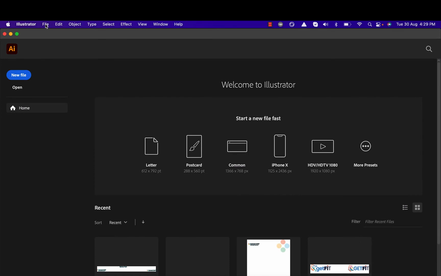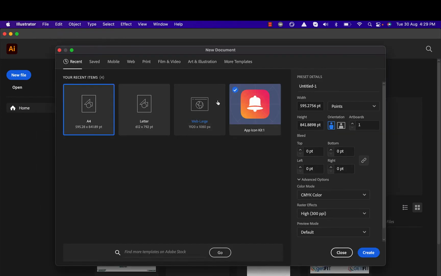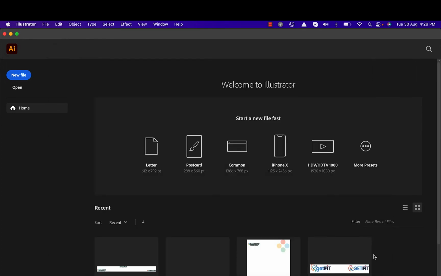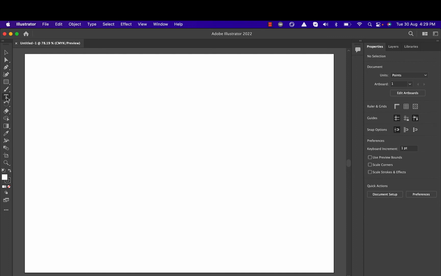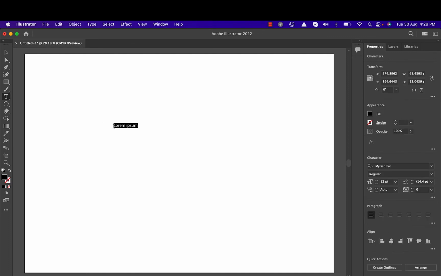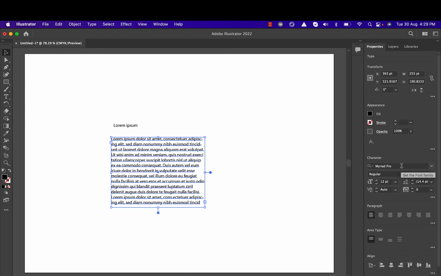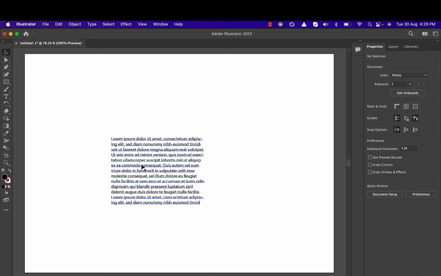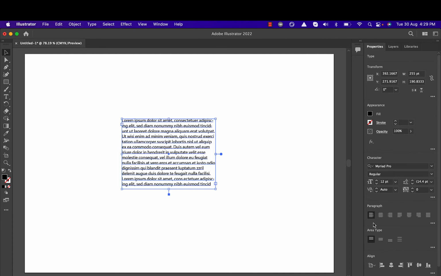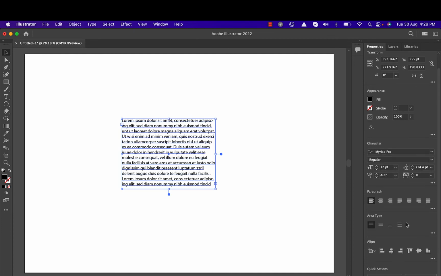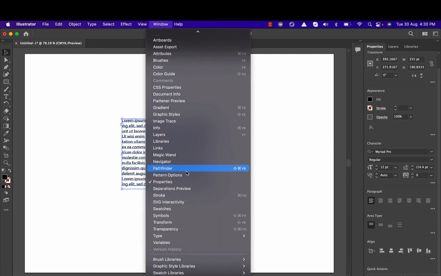So we have Illustrator. I will create a new canvas. I will write the same word. On the right side we have font, and we have a paragraph. Okay, so in our paragraph, we have tools.